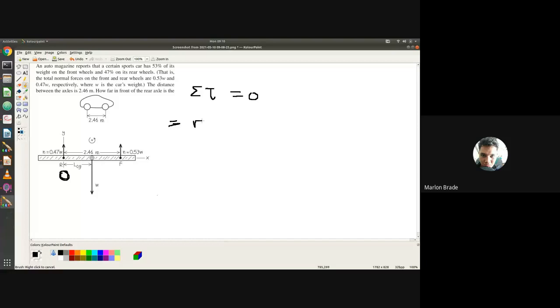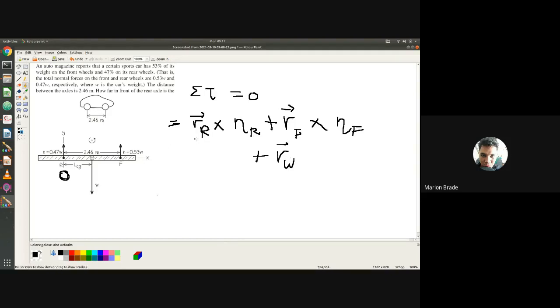First, the torque due to the rear axle is R sub R cross the normal force of the rear axle, N sub R, plus the moment arm of the front axle, R sub F, cross N sub F, the normal force of the front axle, plus R sub W cross the weight.